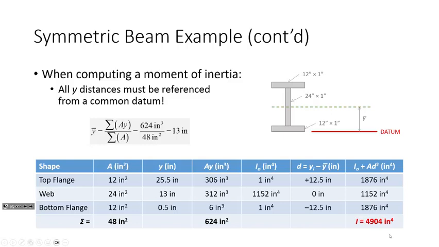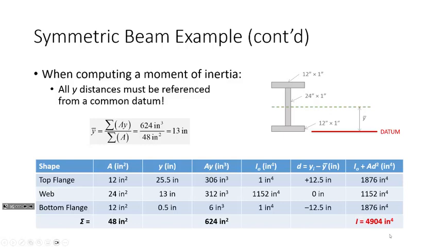All right, so sum of AY over sum of A, we sum that up, we get 13 inches. So what this is telling me is that the centroid of the entire cross-section is 13 inches from the bottom. But we knew that. We didn't need to do that. This is just to make sure that we're comfortable and familiar with the calculations. With me so far?